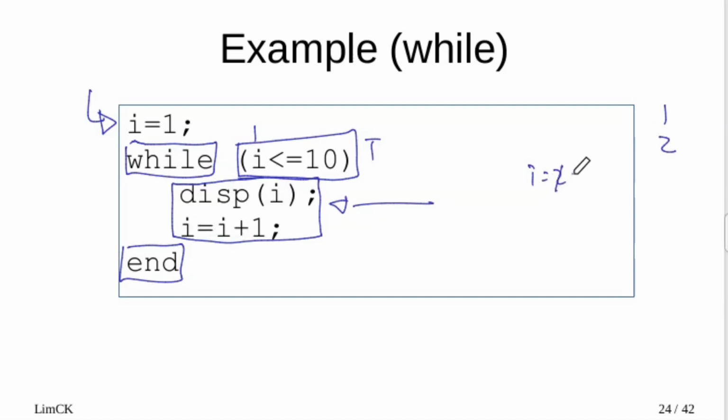I becomes 3 already. Okay, 3, you check. 3 is less than 10. Still true. Okay, still true. You display the I, 3. Okay, and then you increase the I by 1, 4. Okay, you repeat doing so until I equals 10.